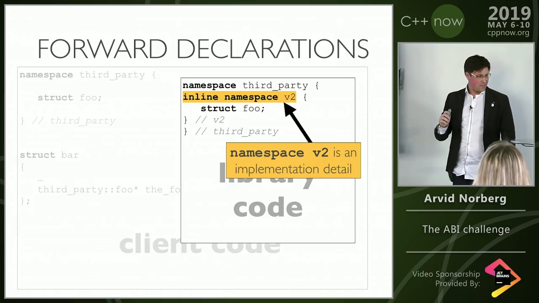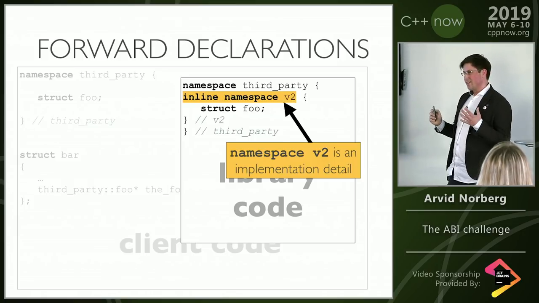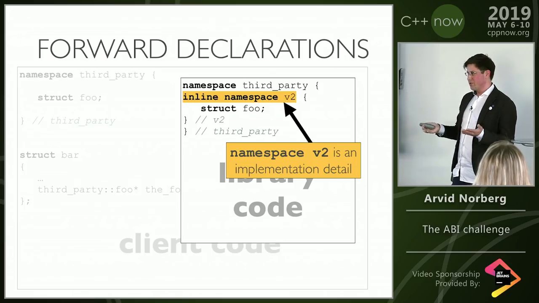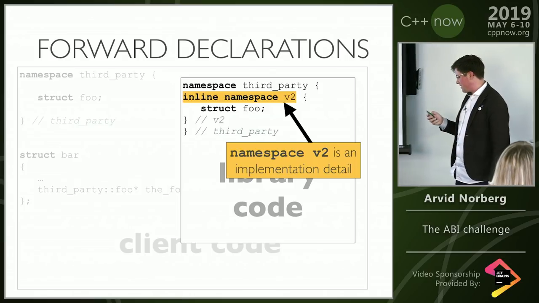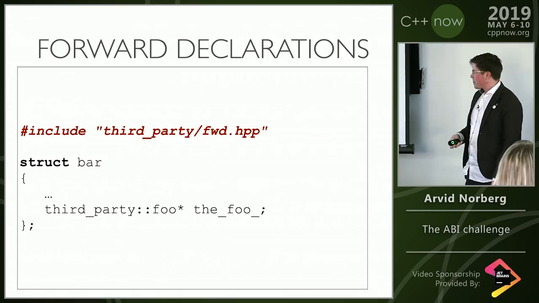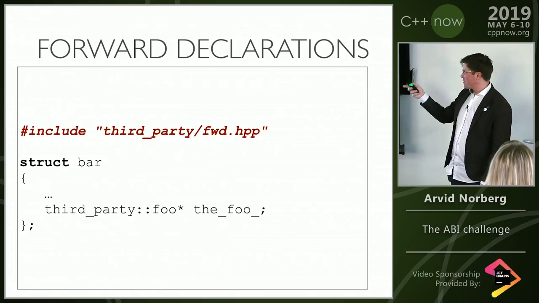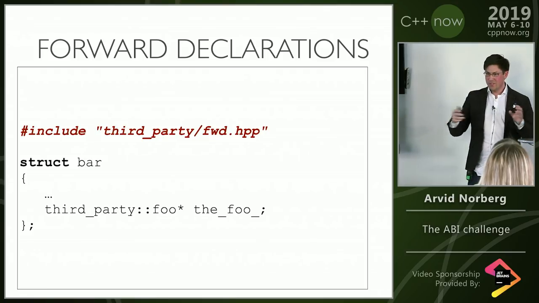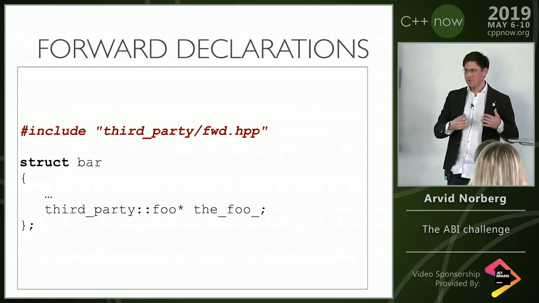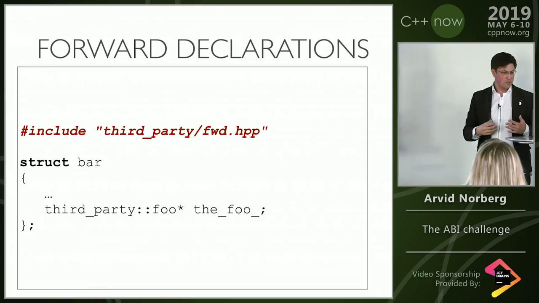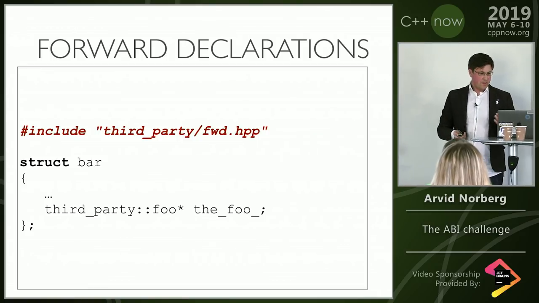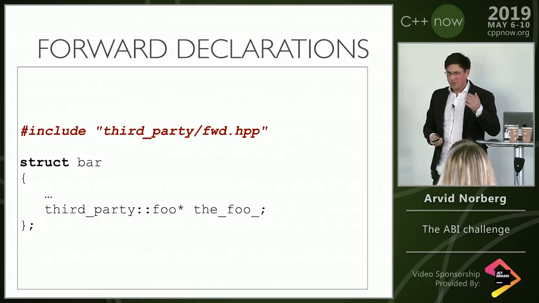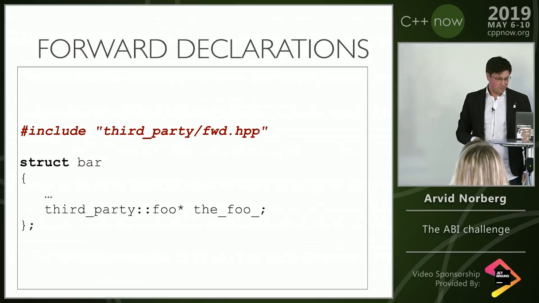However, the question still remains: what should you do as a client when you don't need a complete type? I think libraries should provide forward declaration headers so that you have a cheap way to receive a library's types and not be tempted to create your own forward declarations.